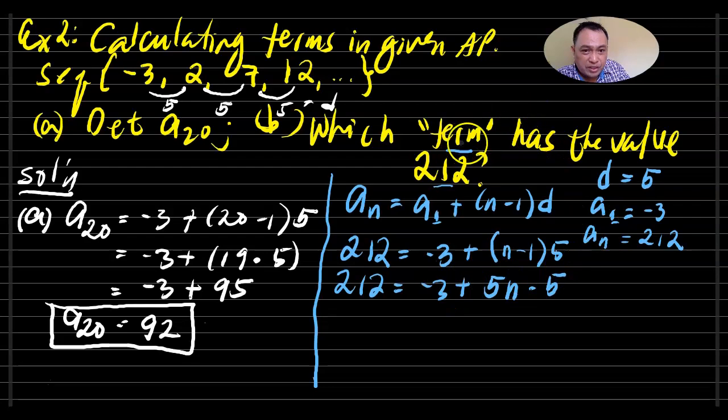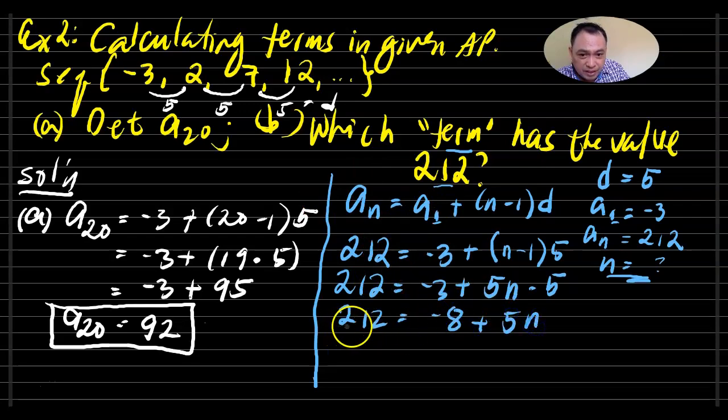Remember, we're looking for the term, which is n. We don't know what term that is. So 212, going back to that, that's going to be negative 3 minus 5, which is negative 8, plus 5n. So this is going to be plus 8, plus 8, cancel out.